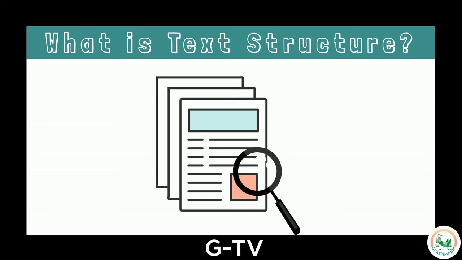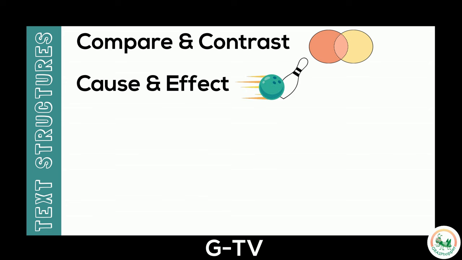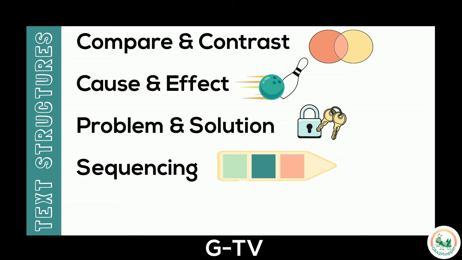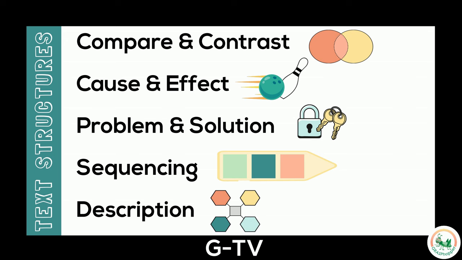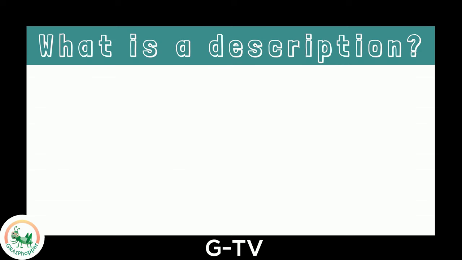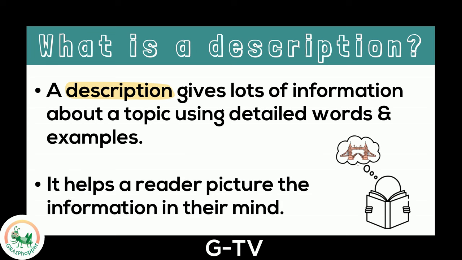Text structures you might find in a nonfiction text are compare and contrast, cause and effect, problem and solution, sequencing, and finally, description. Let's zoom in on description. What is a description? A description gives lots of information about a topic using detailed words and examples. It helps a reader picture the information in their mind.